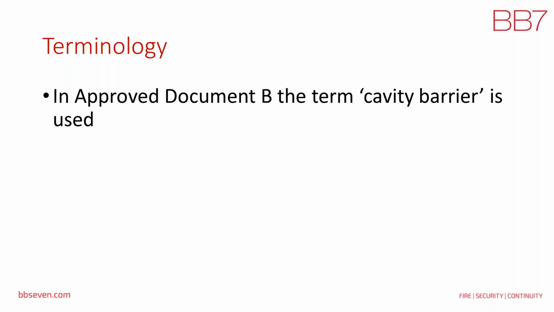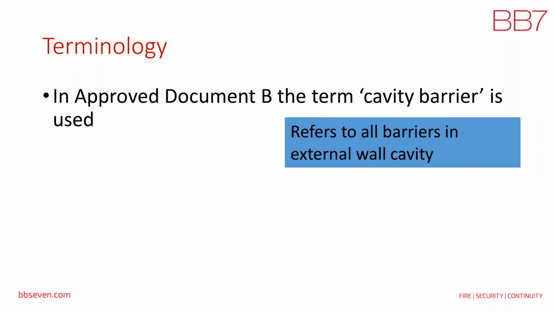So, terminology in Approved Document B: this term cavity barriers. Since I've been on air, I've been mentioning cavity barrier almost exclusively, apart from the cavity closer. The term cavity barrier refers to all barriers in the external wall cavity. I did say earlier that there can be cavity barriers within the building, but within the context of this presentation, it refers to all barriers in the external wall cavity.